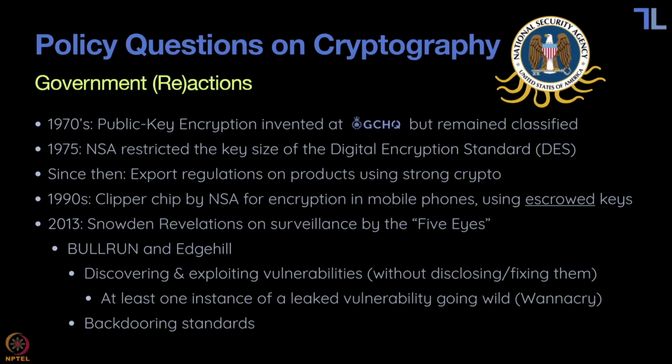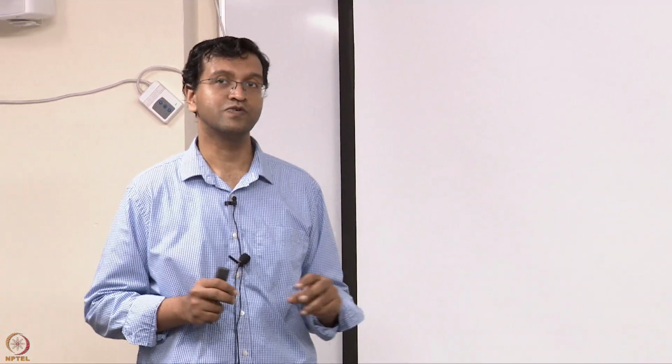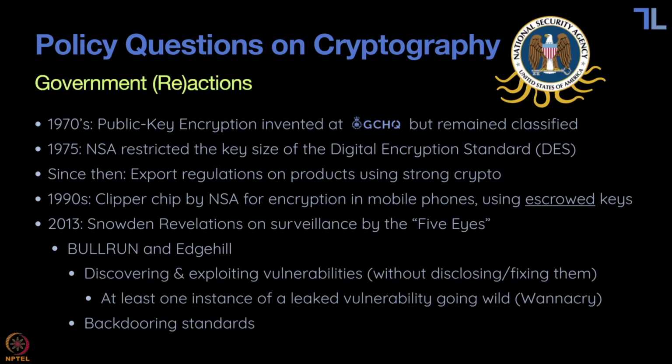Another thing that the governments have been caught doing or suspected of doing is backdooring standards. As I mentioned, there was some standard, an elliptic curve based pseudo-random generator, and it was a weak curve. So the discrete log problem in that group was not hard enough, for instance.